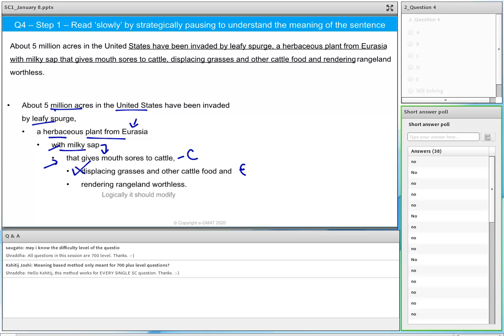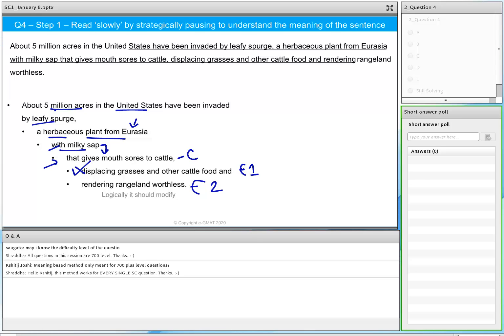Now the sentence does not stop here. We still have that last part of the sentence that is presenting another effect of the same cause. So this is my effect 1 and this is my effect 2. Now let's check the second cause and effect. The sentence is saying that because milky sap gives mouth sores to cattle, it renders rangeland worthless. That means what it does in that process is that it makes the grazing ground useless. Is this cause and effect making sense to you? That because milky sap gives mouth sores to cattle, it leaves the cattle. It is the milky sap that makes the grazing grounds useless.